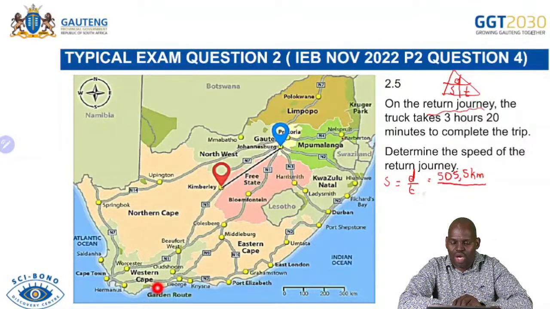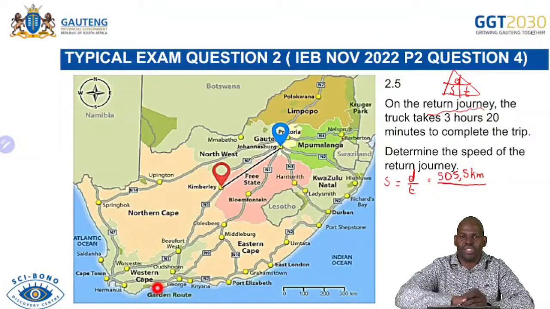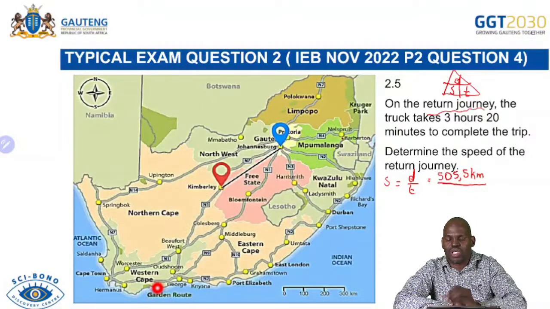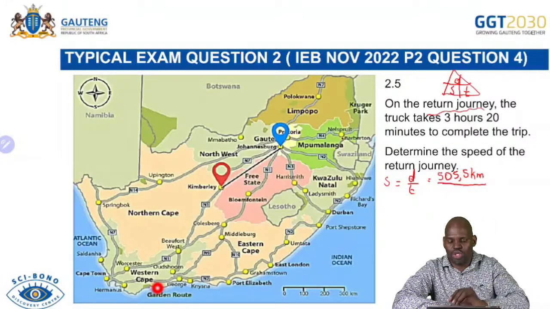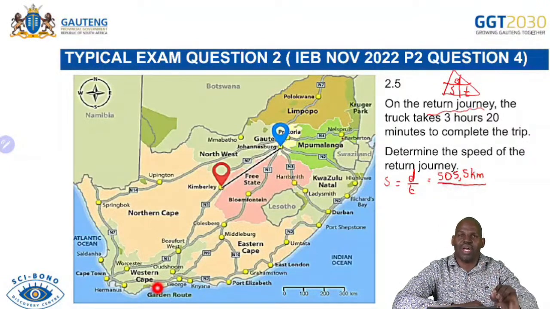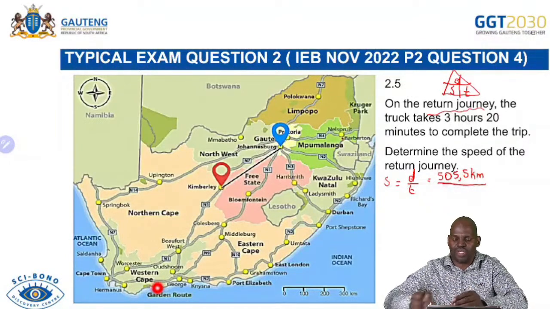But in this case, you can't substitute the time that is given in 2 units. You can't substitute 3 hours and 20 minutes. The time or the duration must be in 1 unit. And we know that speed of trucks is measured in kilometers per hour. So to get kilometers per hour, we have to make sure that our duration is in hours. If we've got 3 hours and 20 minutes, how do we convert it?